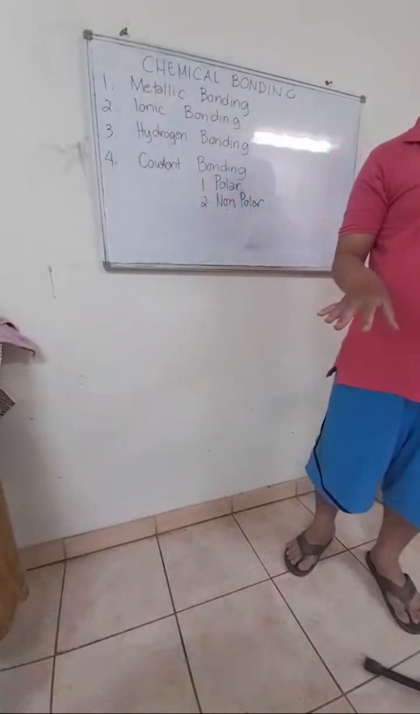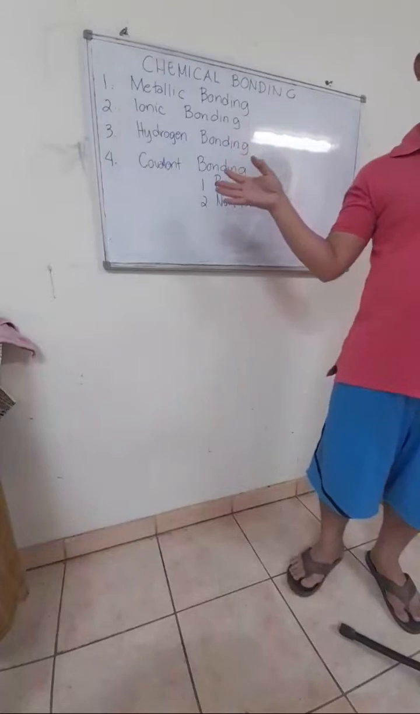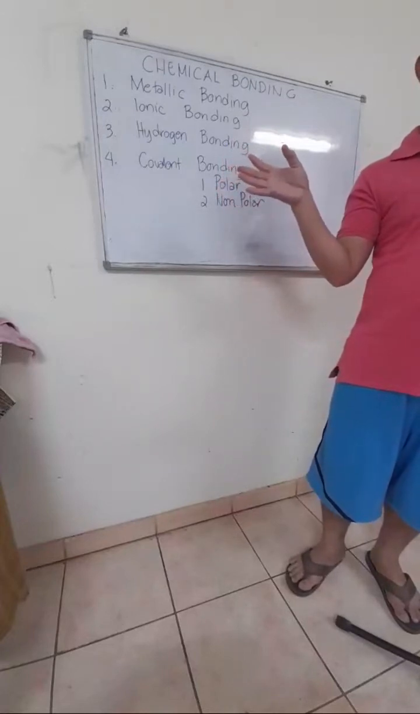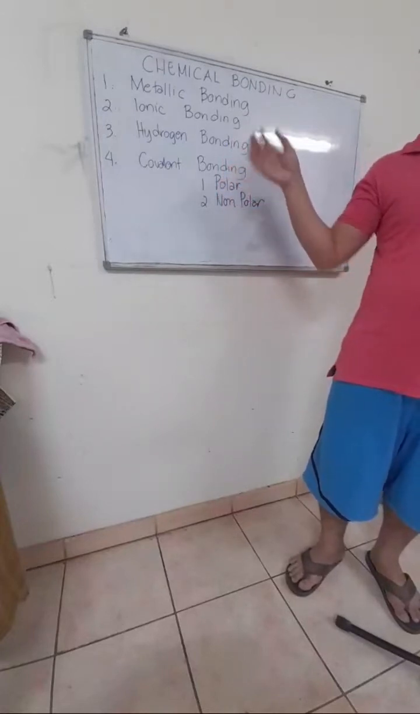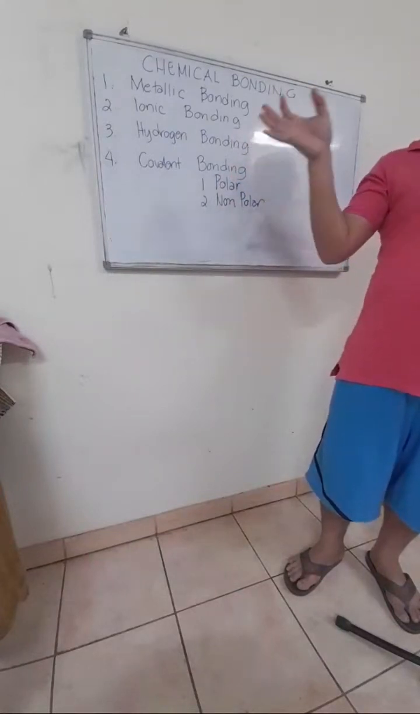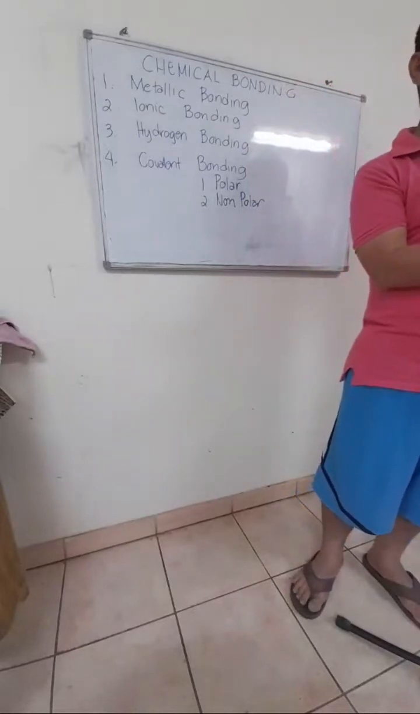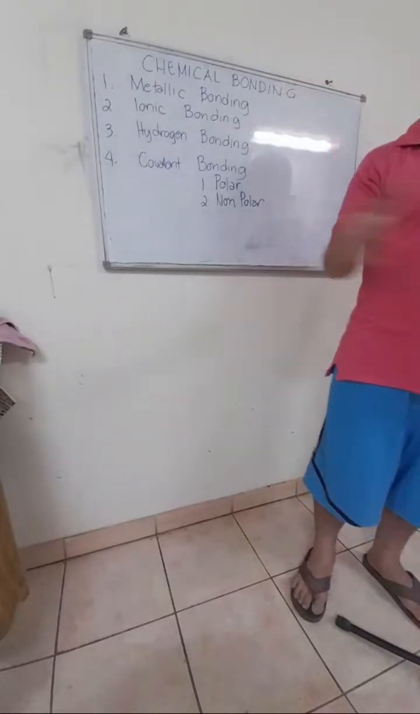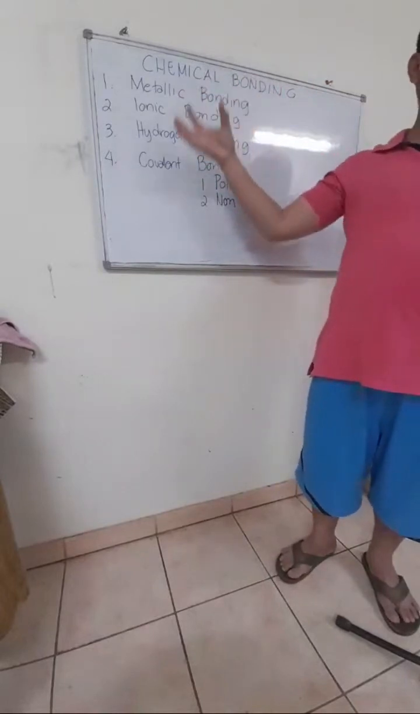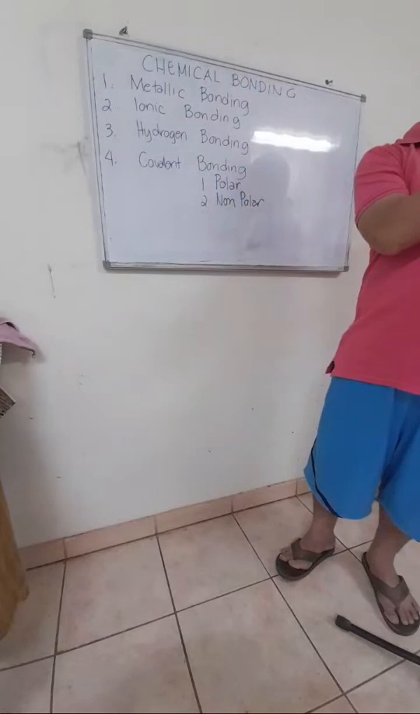So if you are going to take BS Chemistry, Bachelor of Science major in Chemistry, or Bachelor of Science major in Chemical Engineering, or Education major in Science and Teaching Chemistry, you need to understand these basic requirements, all about chemical bonding.